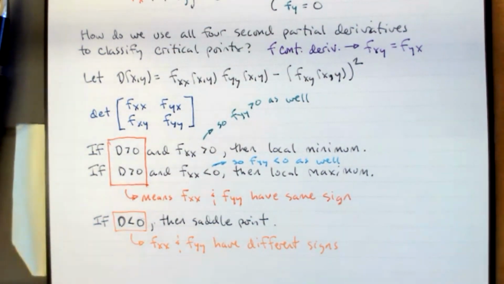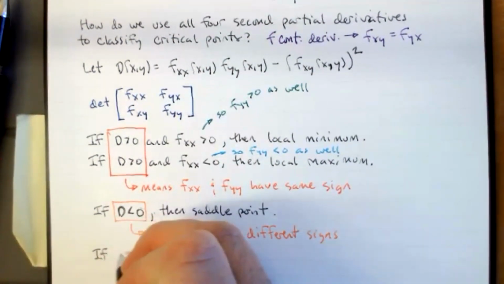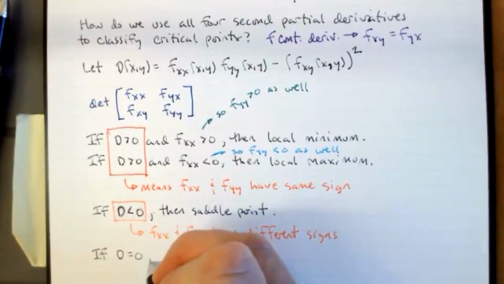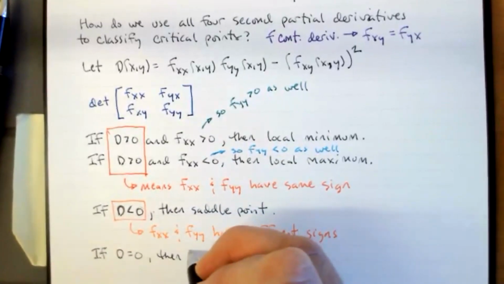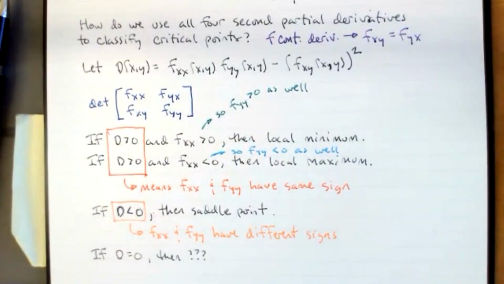So if D is equal to 0, it could be anything. But you have to do something else to figure out what that is. You can't just write, well, the second derivative test was inconclusive.